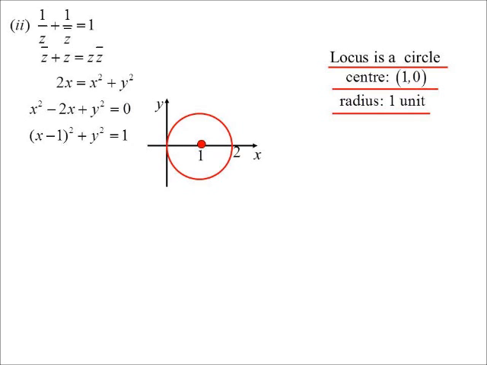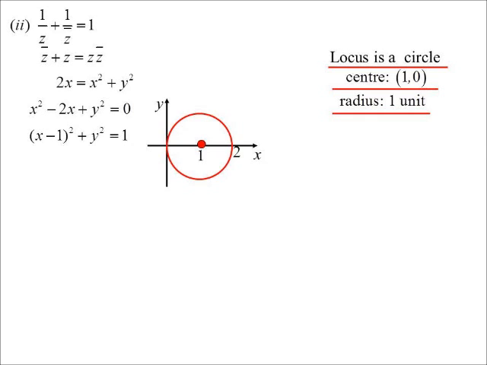Now, here's the interesting thing. That actually is not the final answer. There is a problem. Because what I'm saying is, all the points on this circle are the solutions to that original equation. Well, that's not true. Not true at all. Where's my problem?